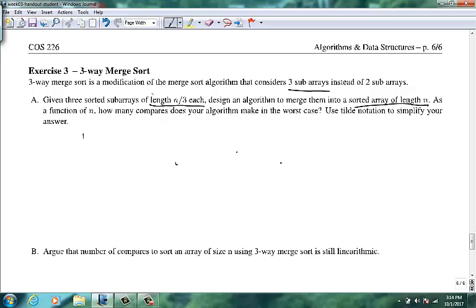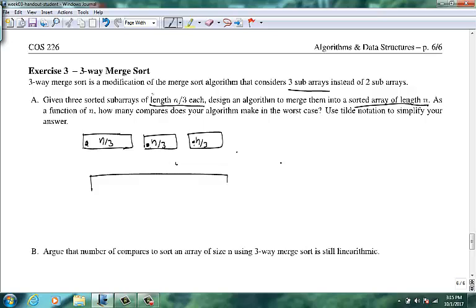So how would we go about doing this? Let's think about two examples. First algorithm would be to consider all three sorted arrays of size n over 3, and compare elements from each array. So we compare one from here, one from here, one from here. So there are two comparisons. You need to find the minimum of these three elements. Once you find the minimum, you would merge it into the one subarray of size n. So it required two comparisons to do that.